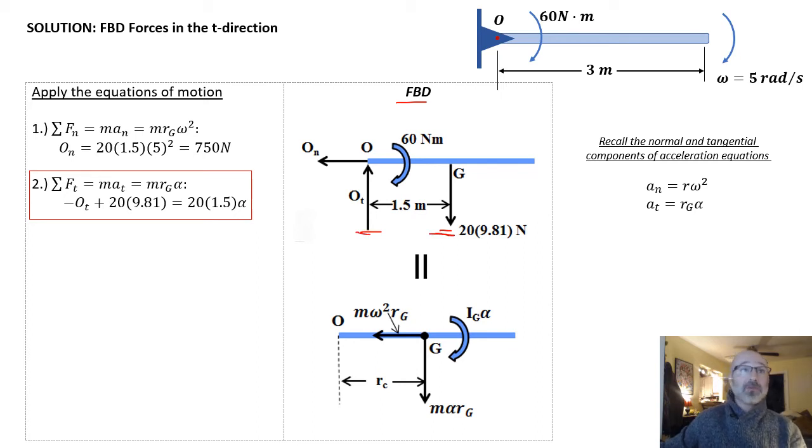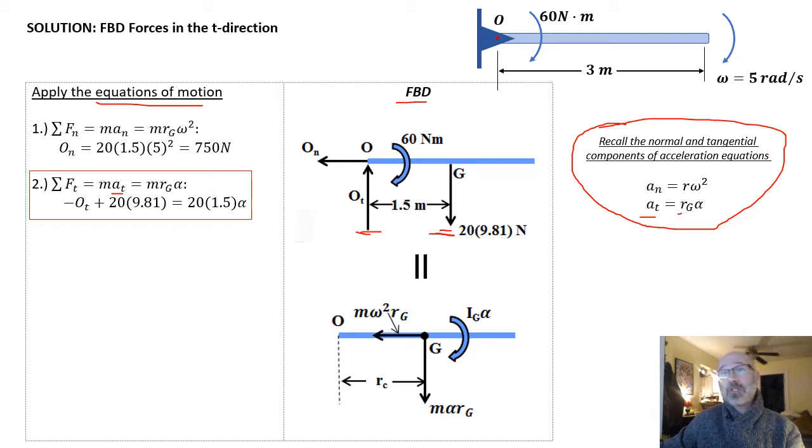So I go back to Newton's second law for my equations of motion. Summation of forces equal to mass times acceleration. In this case, my acceleration is a sub t, the tangential component of acceleration. So I come back over here and recall the normal and tangential components of acceleration equation. a sub t is equal to my alpha times my r sub g, so I can plug that in right there. There's my a sub t replaced by my alpha times my r sub g.